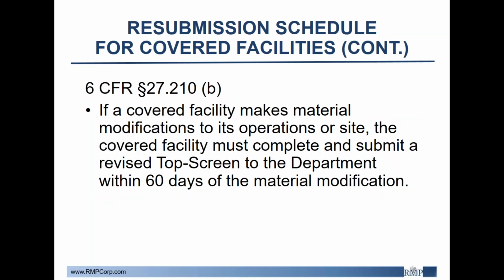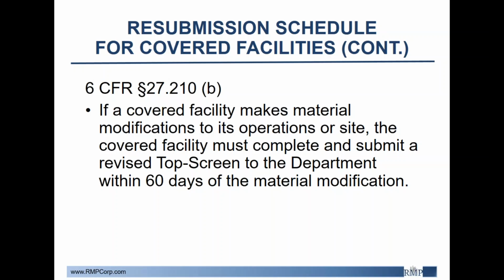And I wanted to kind of get this cleared out for the audience, and I spoke with some DHS representatives and some of the common examples of a material modification. Number one being if the facility plans to add chemicals on the COI list at or above the STQ, that's a huge trigger to resubmit a top screen due to this resubmission schedule requirement.